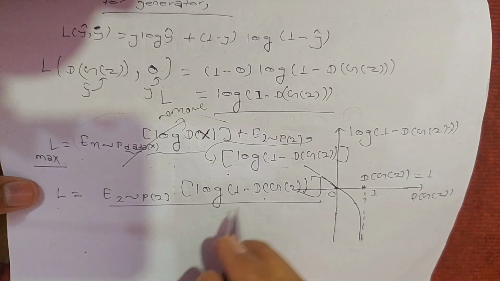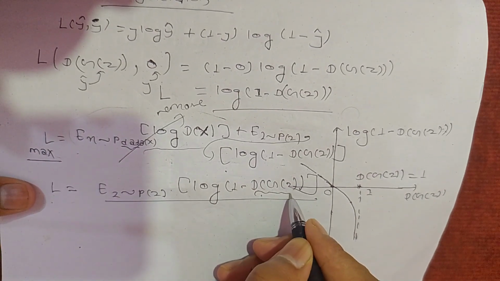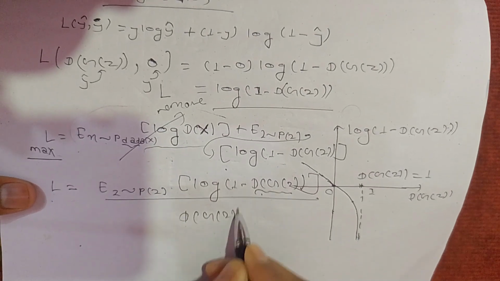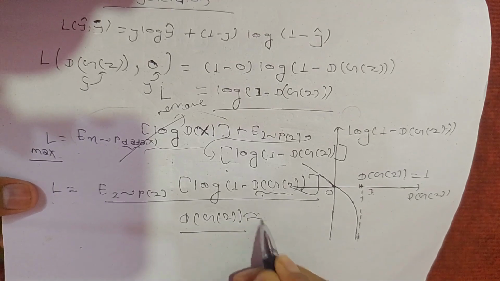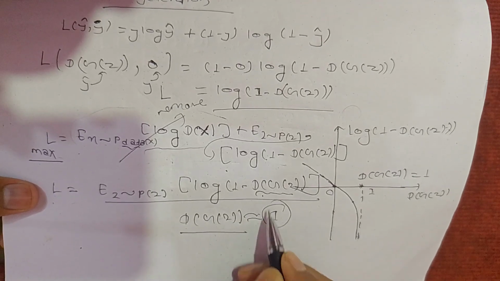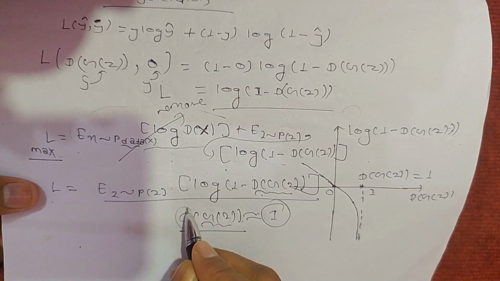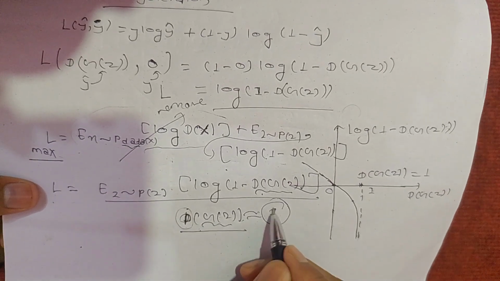For the generator, we want to make this quantity equal to 1. When the generated image is passed to the discriminator, we want the discriminator to output 1.